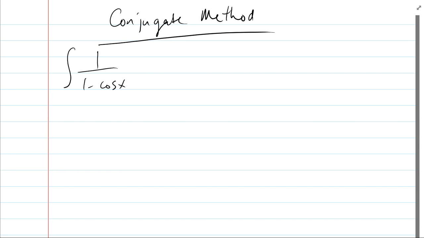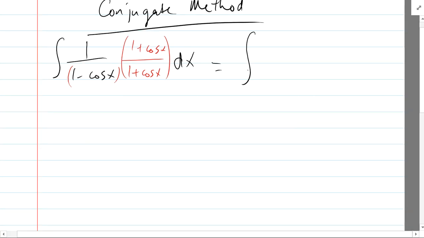I'm going to move my dx out to the outside over here. And I'm going to multiply by 1. My favorite number when I'm doing this kind of stuff, but I'm going to multiply in 1 in the form of the conjugate. It's going to be 1 plus cosine of x over 1 plus cosine of x. Do we all agree that if we multiply by 1 plus cosine of x, the middle term goes away? The cosine of x goes away. Am I going to end up with a square? So what do I end up with? I end up with the integral of 1 plus cosine of x over 1 minus cosine squared of x dx.